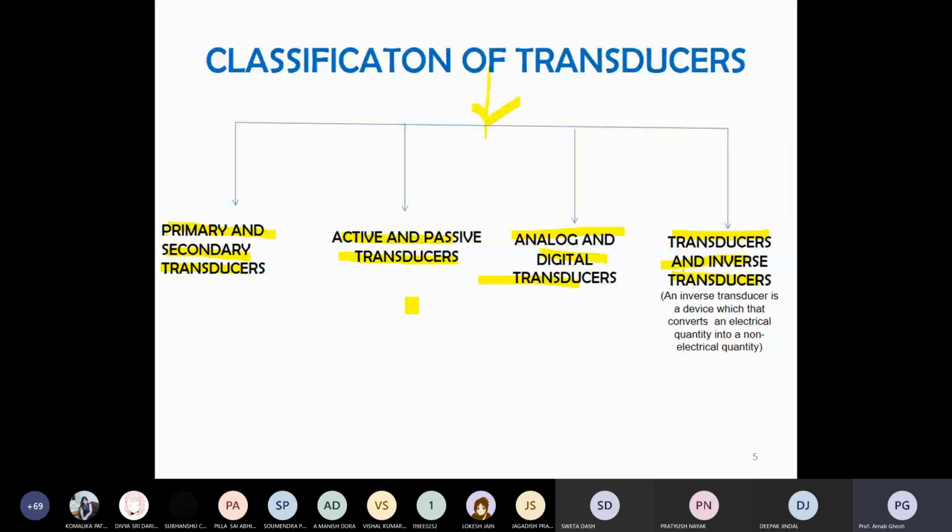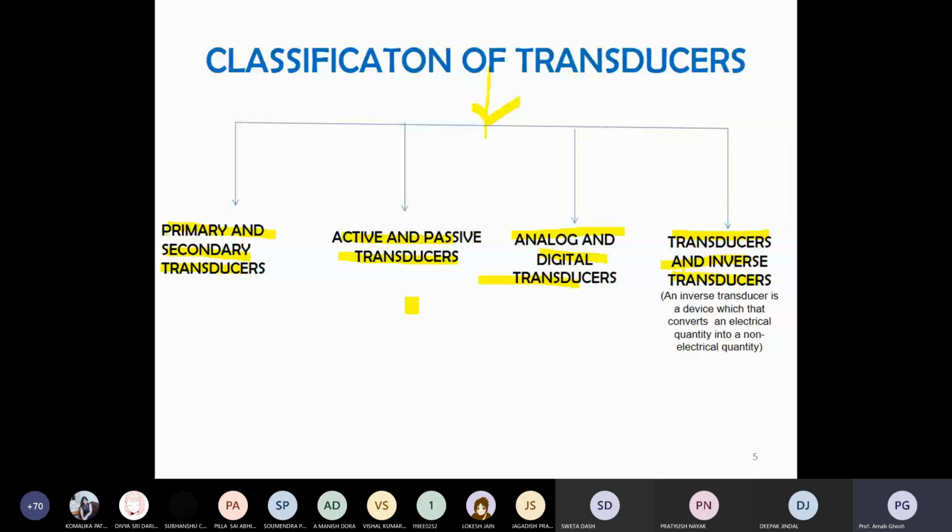Analog and digital transducer. Some transducer output is in the form of a continuous signal, so you can say it is an analog transducer. And a digital transducer means you are receiving a sampled output from the transducer end, so it's a digital transducer. Continuous values we are not able to get over here. So that's the basic concept of analog and digital transducers.